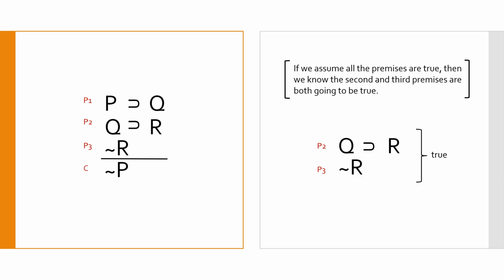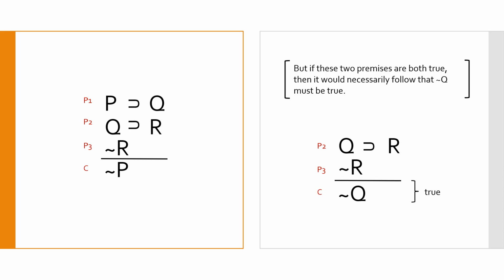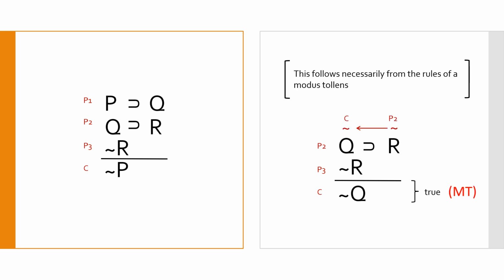Now again, if we start with the presumption that all of the premises are true, then we're going to know that the second and third premises must be true as well. So assuming that all of the premises in the original argument are true, we now know that if Q, then R is true, and not R is true. But of course, if these two premises are both true, then it would follow necessarily that the proposition not Q would have to be true as well. And of course, this follows quite simply from the rules of modus tollens. This is simply a modus tollens, and this conclusion follows, and it follows necessarily.